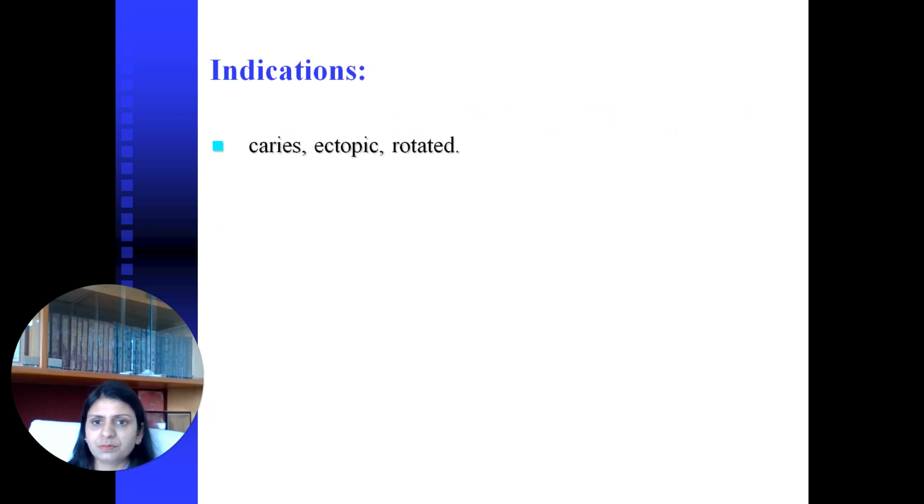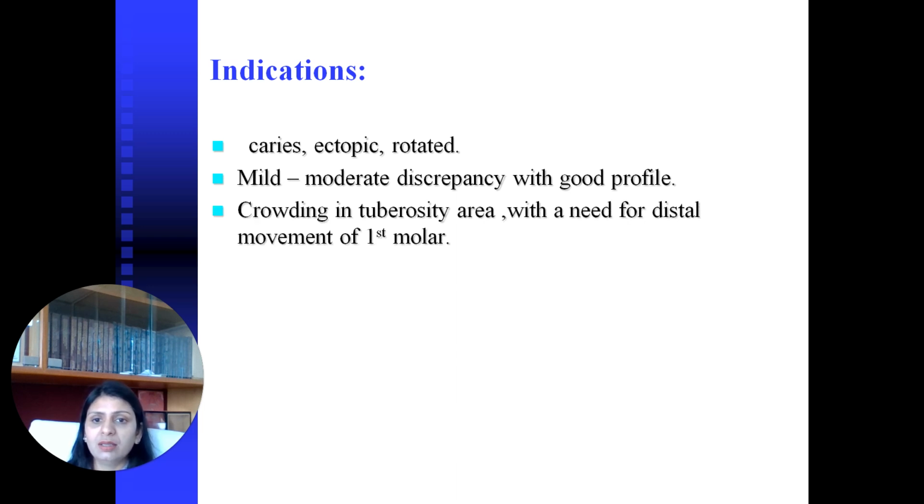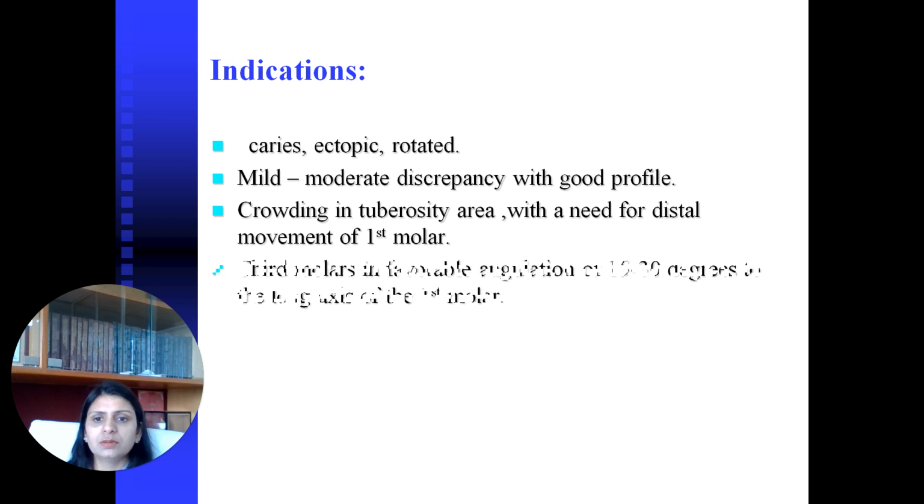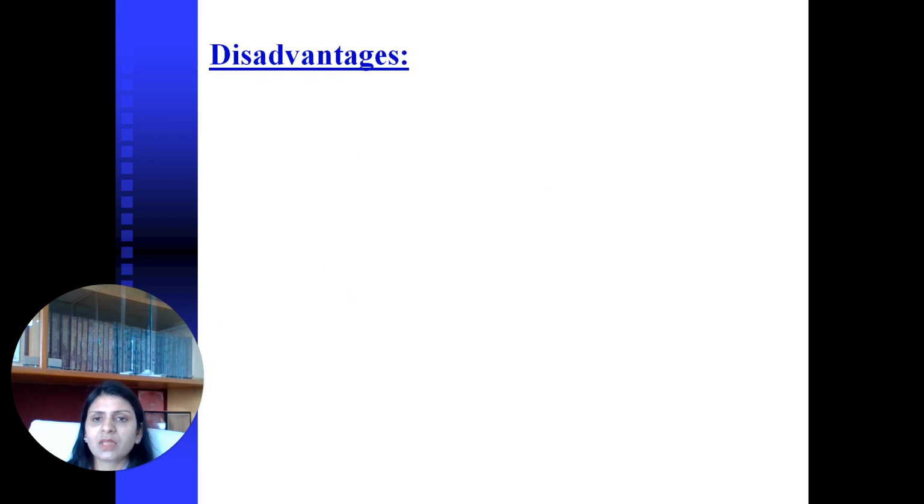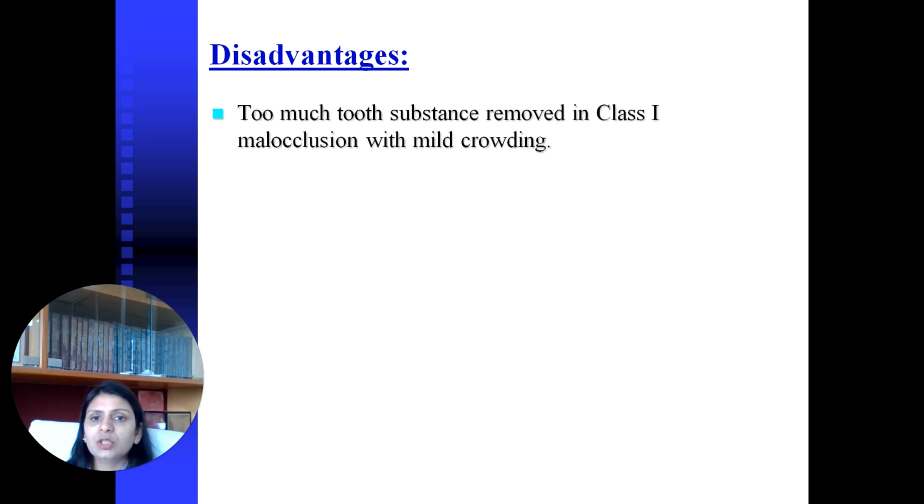Good functional occlusion is achieved when we are extracting second molars, and good mandibular arch form is preserved. So the indications: whenever they have bad prognosis and cannot be restored; mild to moderate discrepancy in patients with a good profile; crowding in the tuberosity area with the need for distal movement of the first molar, there we can go for extraction of second molars; third molars in favorable angulation of 15 to 30 degrees to the long axis of the first molar; and open bite cases.